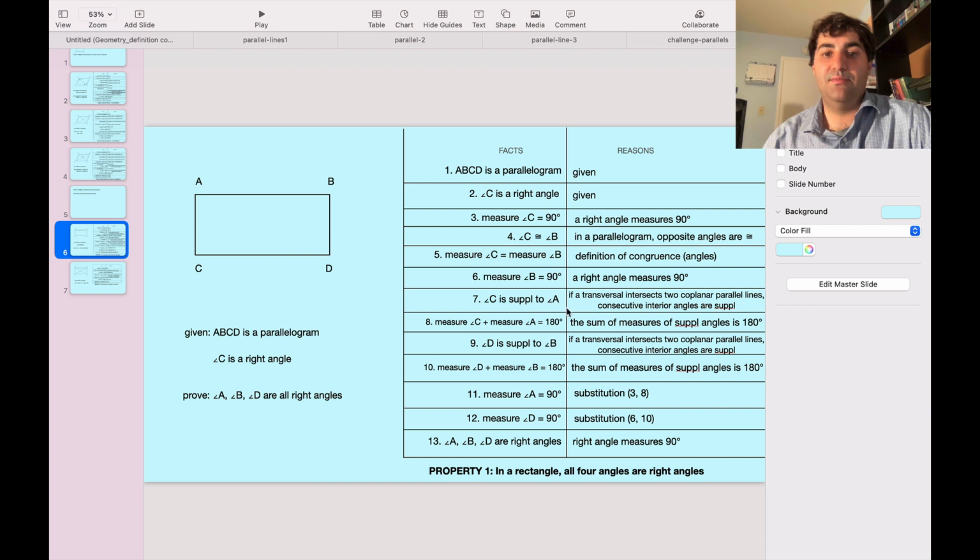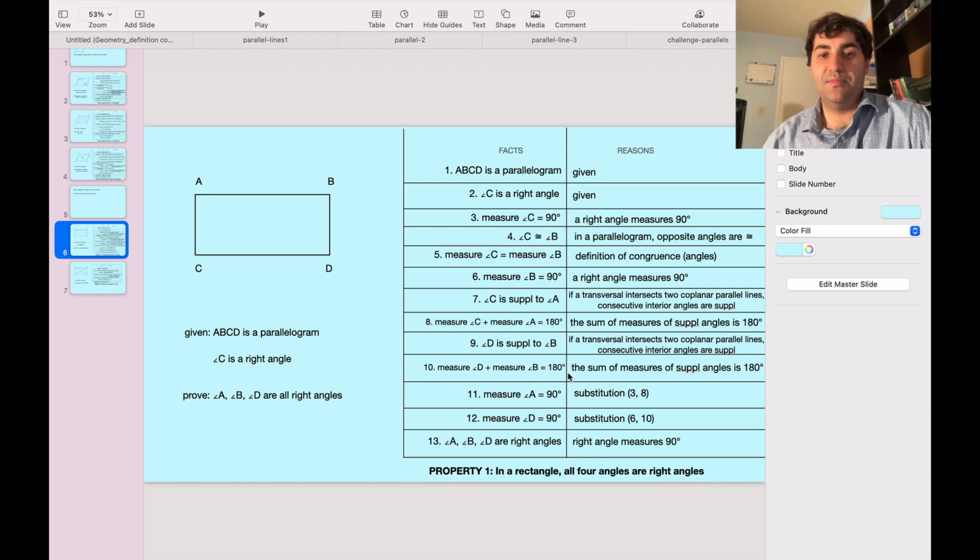And what does it mean to be supplementary? Well, the sum of the measures of supplementary angles is 180 degrees. So the measure of angle C plus the measure of angle A is equal to 180 degrees. We also know that angle D is supplementary to angle B, same reason. So the measure of angle D plus the measure of angle B is equal to 180 degrees.